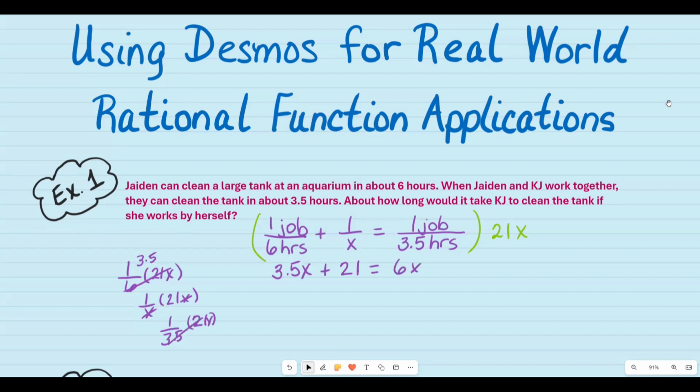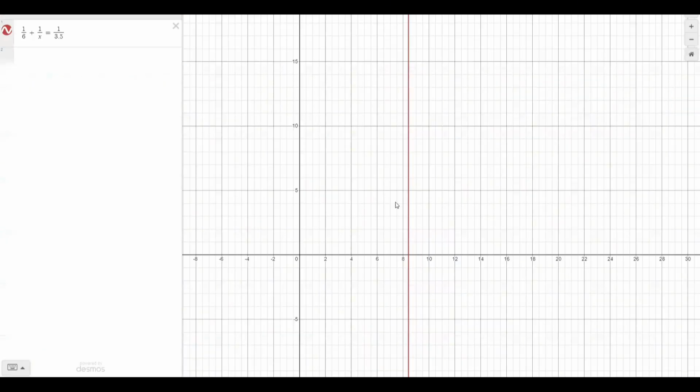And now I just use my algebra skills and I combine my like terms. So that's going to look like this. And my final answer is going to be x is equal to 8.4 hours. Now let's verify that using Desmos. If we go to Desmos, and I've already typed it in, it looks like this.